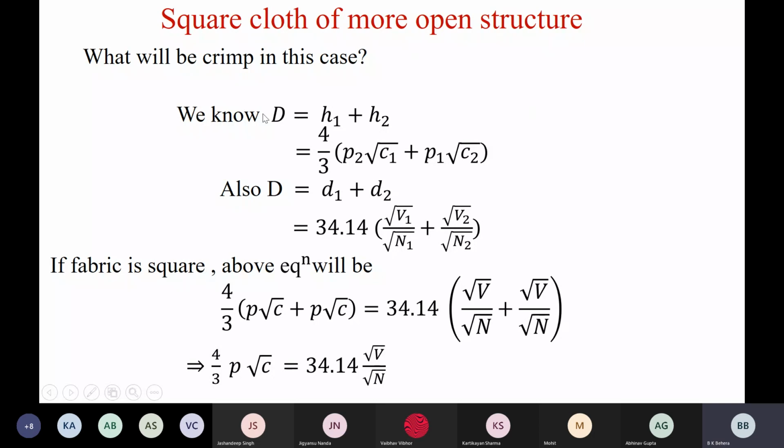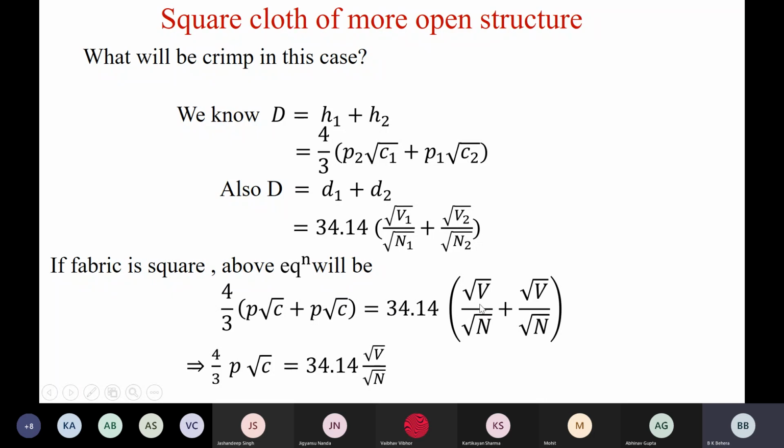In such fabrics, the question is asked, what should be the crimp? So we have a formula here. As you know, D means H1 plus H2, which we discussed yesterday. H1 is 4 upon 3 P2 C1, H2 is 4 upon P1 C2. Also, you know this relationship. So capital D will be D1 plus D2. Substitute this, then capital D becomes this.